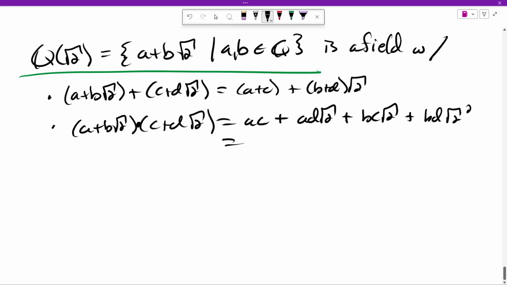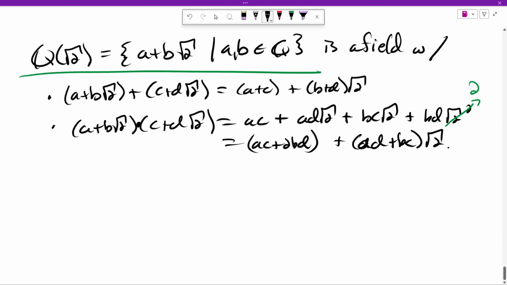But root 2 squared is just a 2, right? So that's a 2. A lot of 2's there. So really, the portion that doesn't have a root 2 on it is AC plus BD. And the portion with a root 2 is AD plus BC root 2. Okay, so it's a field with these as our binary operations.